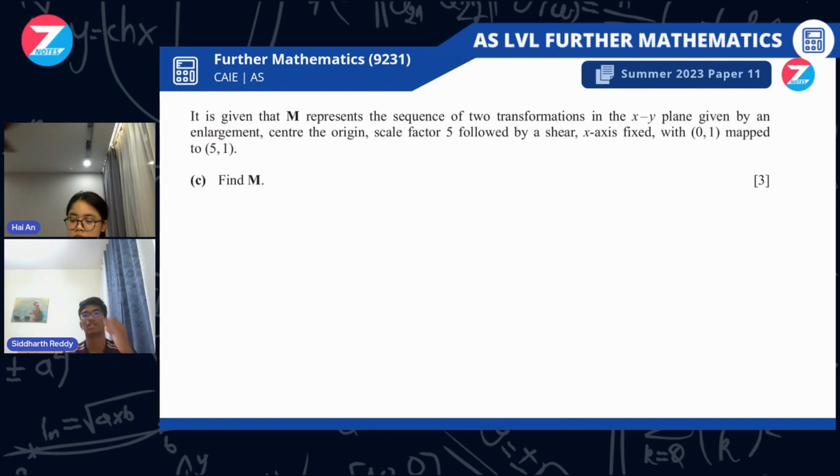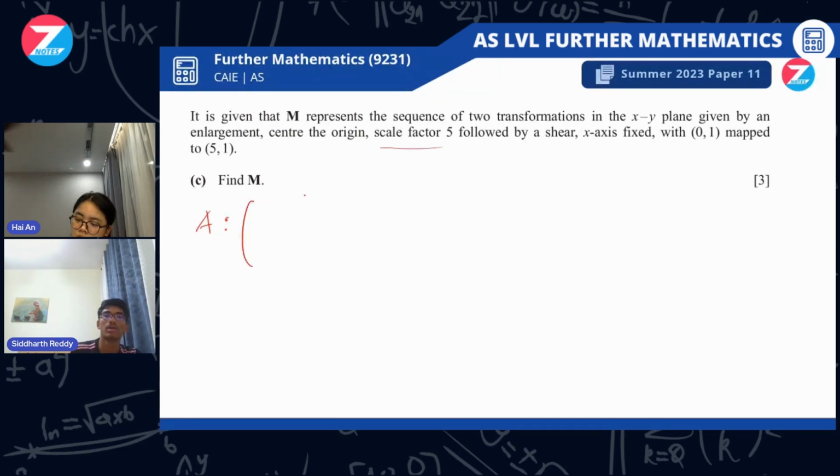Okay. It is given that M represents the sequence of two transformations in the xy plane, given by an enlargement with the center as the origin of scale factor 5, followed by a shear keeping the x-axis fixed which maps (0, 1) to (5, 1). So let's call this first transformation A.